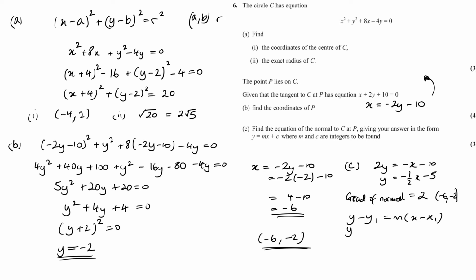So we've got y minus -2 equals 2 times x minus -6. So y plus 2 equals 2x plus 12. Y equals 2x plus 10. I don't think that was too difficult to do. It's quite a nice, straightforward question. Right, let's move on to the next one.